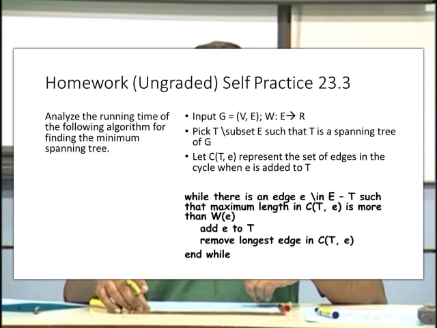So the algorithm can be written as follows: while there is an edge e in E minus T such that the maximum length in C(T, e) is more than W of e, so the cycle that you form by adding that edge has a maximum length edge which is more than the length of this edge, if that is the case, add e to T and remove the longest edge in C(T, e). You keep doing this. So the question is, how efficiently can you implement this algorithm?